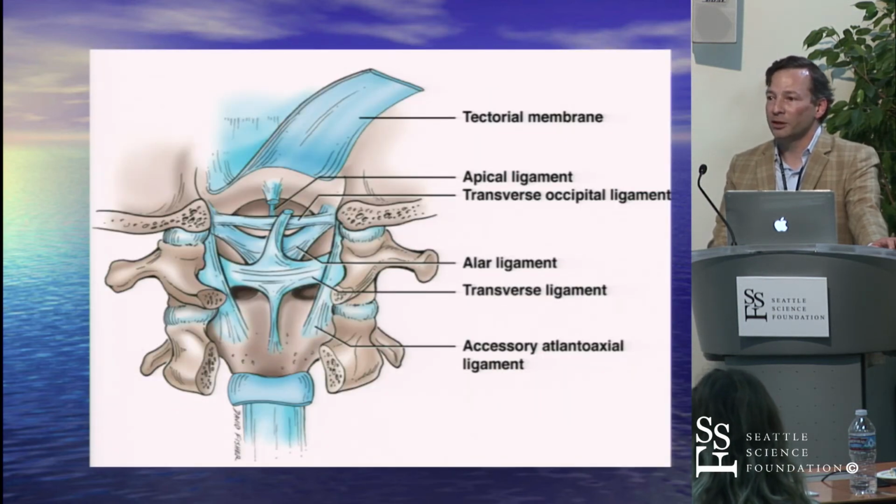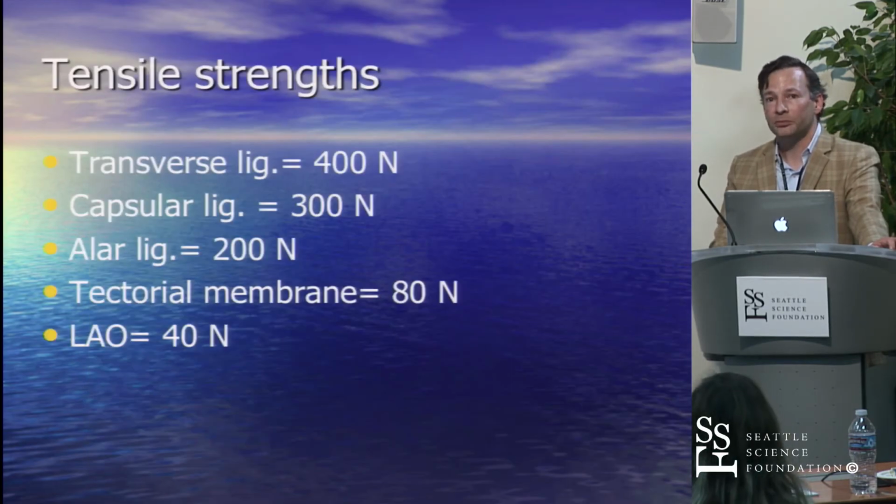A little ligament that most people aren't familiar with, the transverse occipital ligament that you see there is the third listed structure on the right. This is found in the majority of cadaveric specimens. We did a study, and it's there. It prohibits some minor rotation of the craniocervical junction.